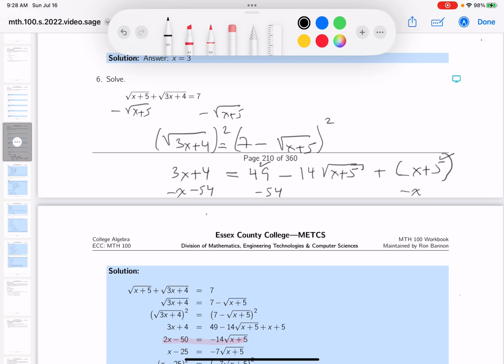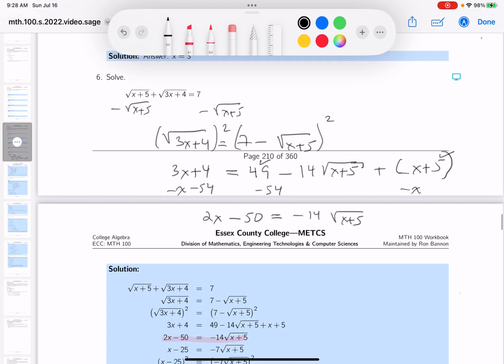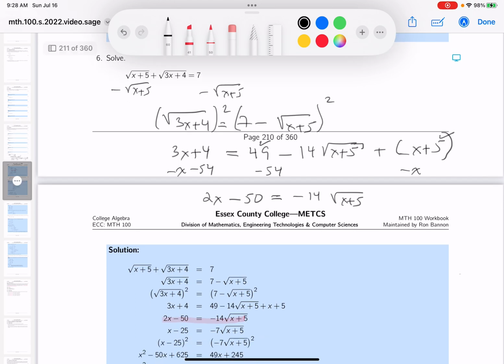And what would you get? 2x minus 50. And again, if you subtract 54 from both sides, the 49 and the 5 disappear, and you're left with minus 14 root x plus 5. I want to see if that's written. And I'm seeing that written as 2x minus 50, it's highlighted in red, by the way, equals minus 14. All right? And so what do you do now?